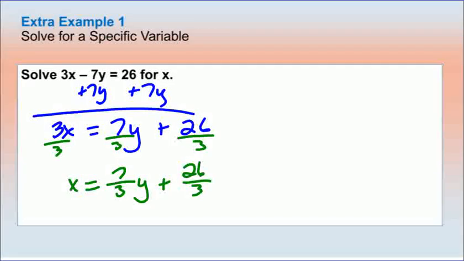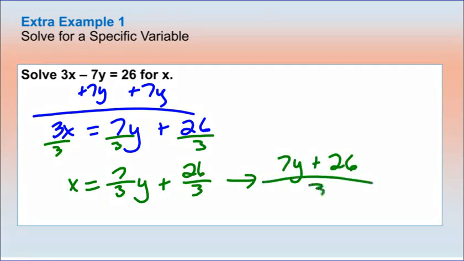Now I would not put those as decimals, and the reason why is because that would give you a repeating decimal. If you round it, that would change the whole solution. Now for this one, since I can't simplify anything there, I could have just left it as 7y plus 26 all over 3. That is another way of doing it.